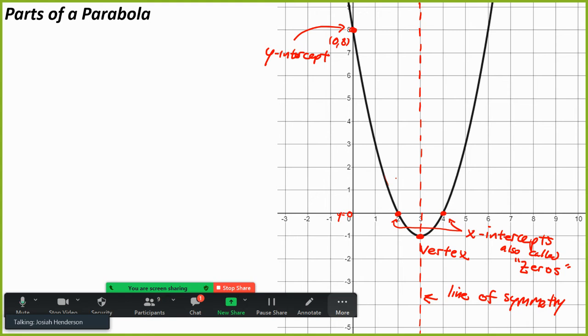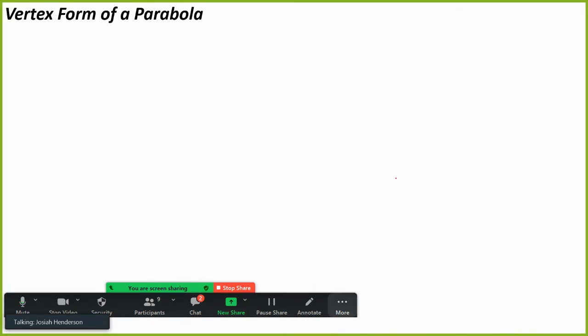So we've just talked about these parts of the parabola. Now we need to look at the equation of a quadratic, of a polynomial that we've been working with, and see how we can graph this thing just from the equation. Okay, we're going to start with this, and this is new for you. This is called vertex form of a parabola, or of a quadratic. Same thing. Vertex form.